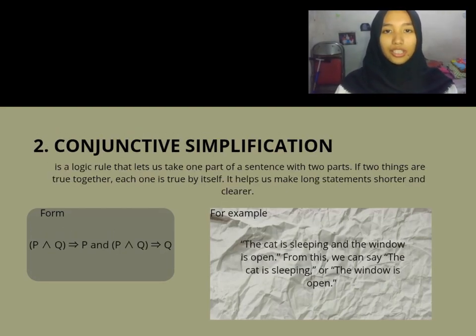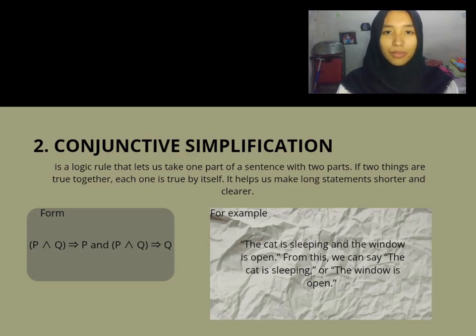Second, conjunctive simplification. Conjunctive simplification is a logic rule that lets us take one part of a sentence with two parts. If two things are true together, each one is true by itself. It helps us make long statements shorter and cleaner. The form of conjunctive simplification is P and Q therefore P, and P and Q therefore Q.